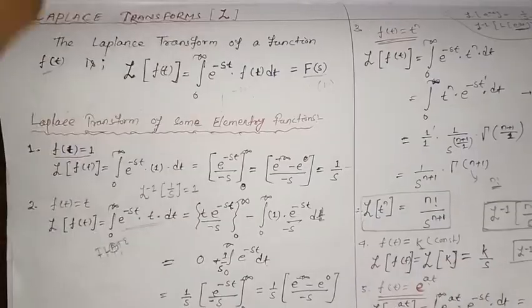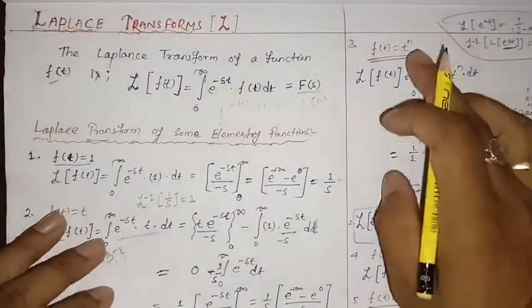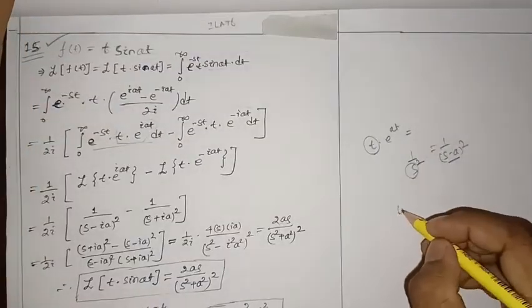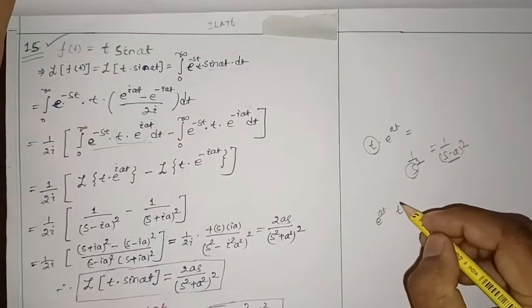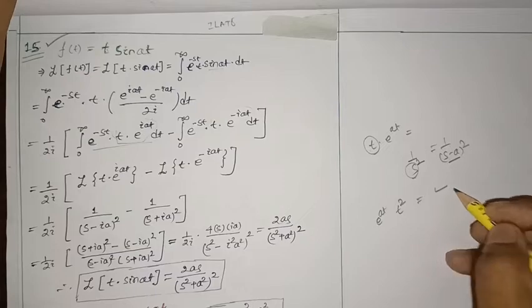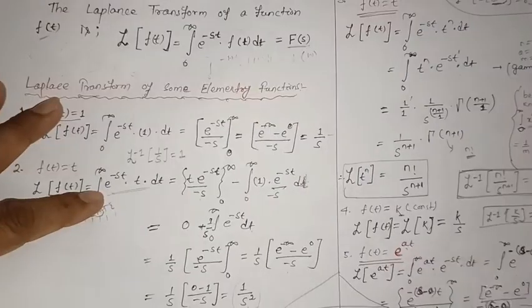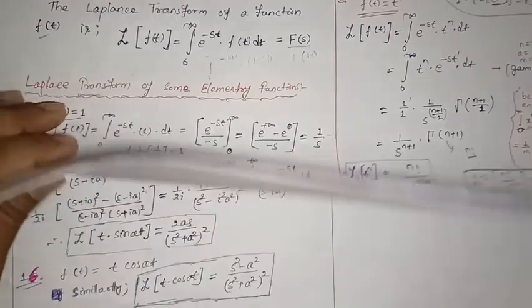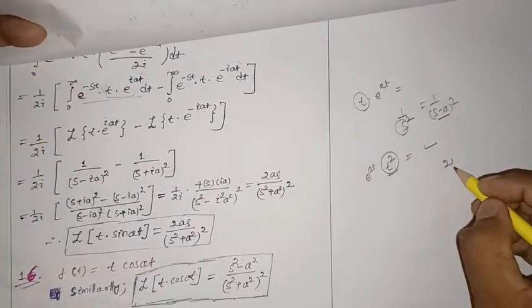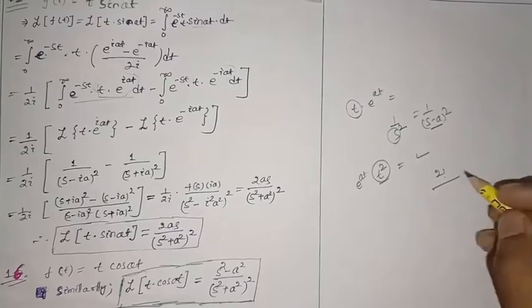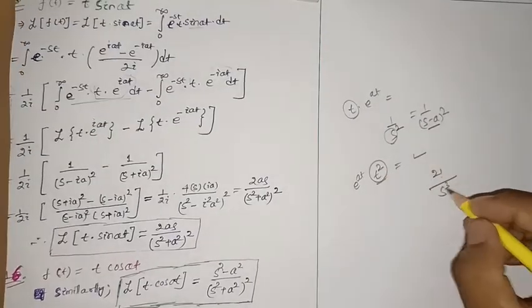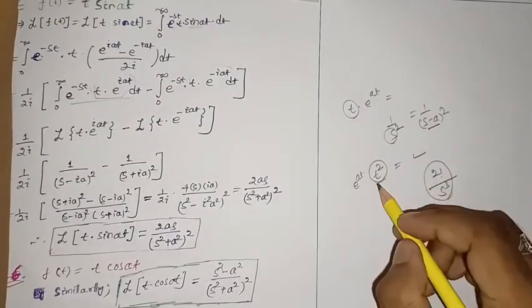Here is one thing I am going to tell you. Suppose the function is e to the power at times t square. What will the Laplace transform be? First we consider the Laplace transform of t to the power 2. For t to the power n, it is n factorial by s to the power n plus 1, so 2 factorial by s to the power 2 plus 1, that is s cubed. This will be the Laplace transform of only t square.